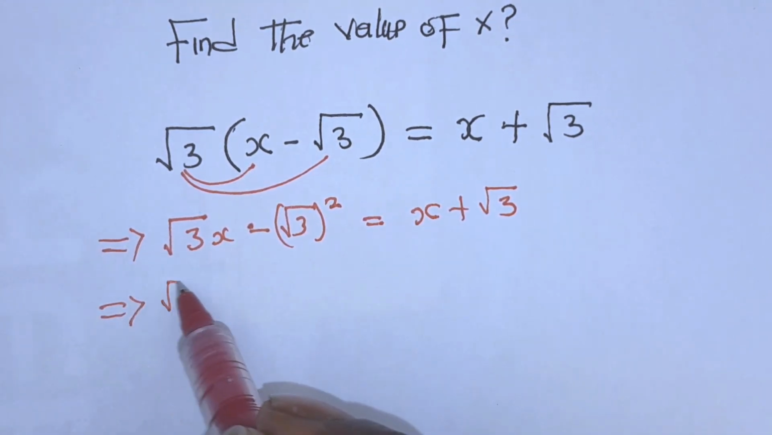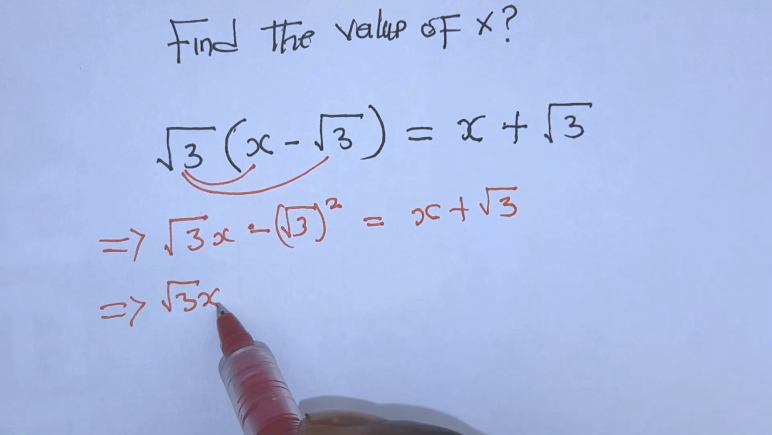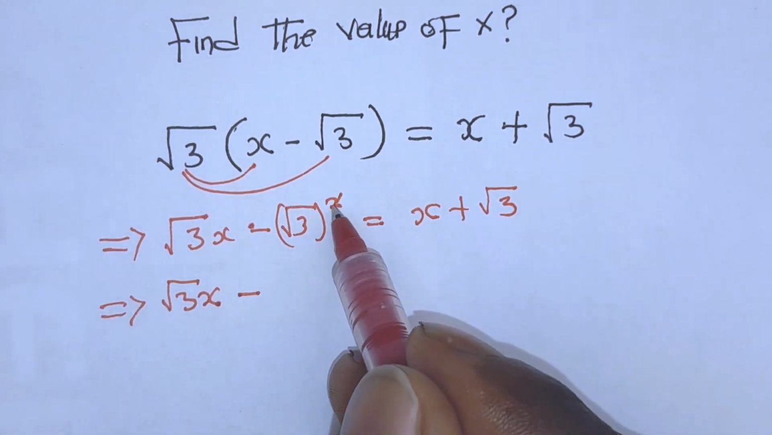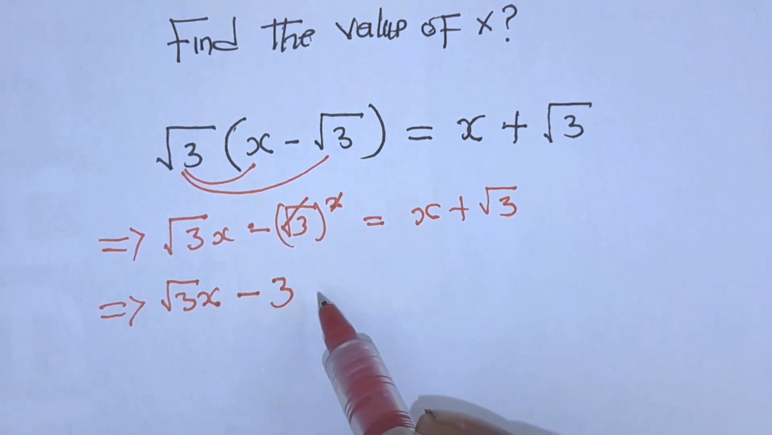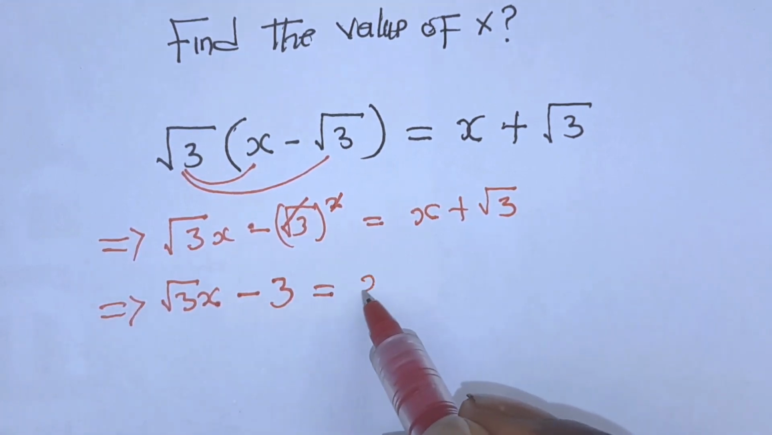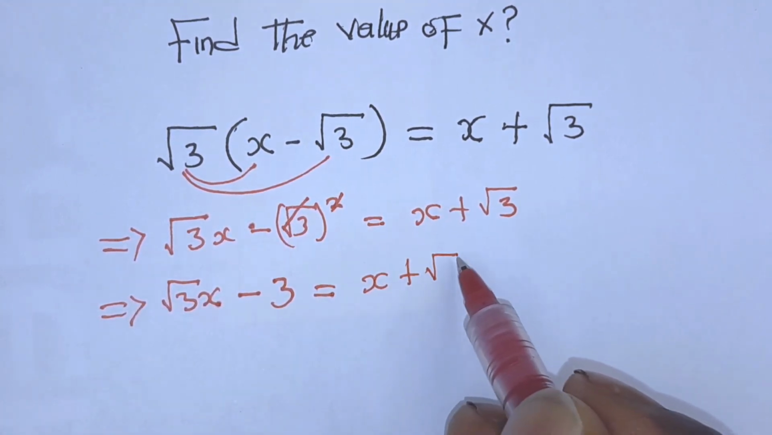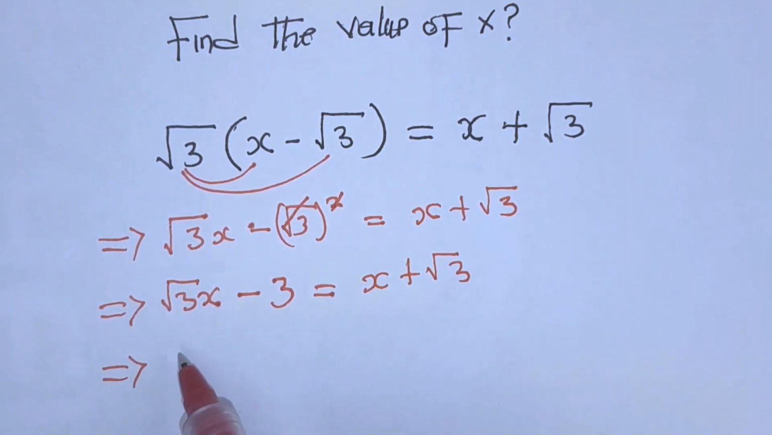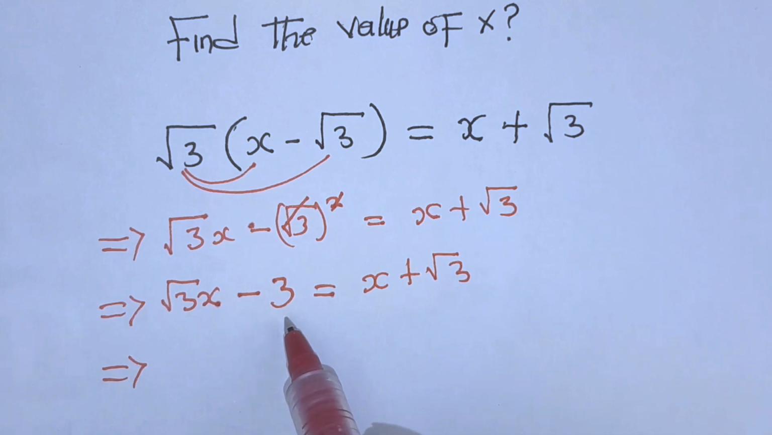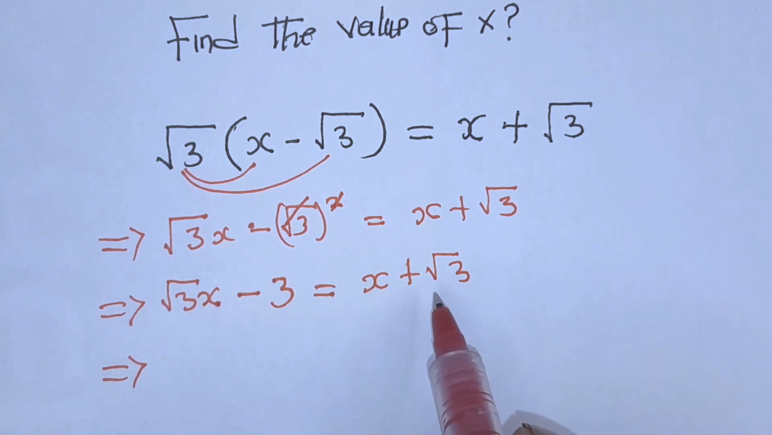Root 3 x minus this squared gets cancelled with this square root. We have 3 here, which is equal to x plus root 3, which implies that root 3 x minus root 3 equals x plus root 3.